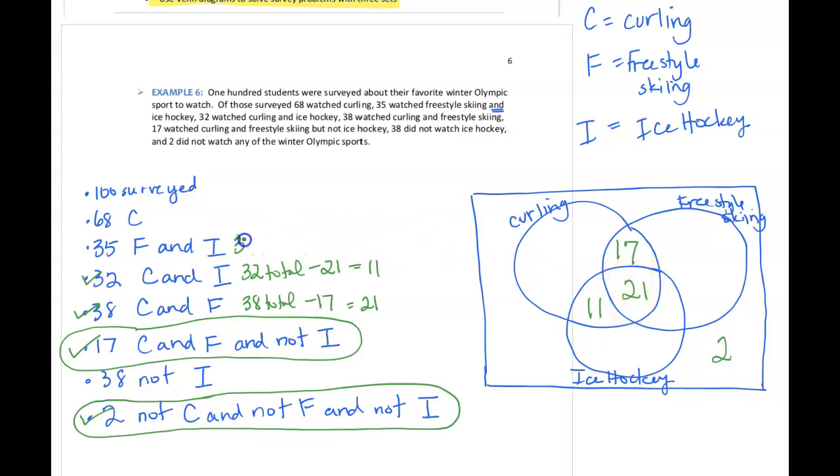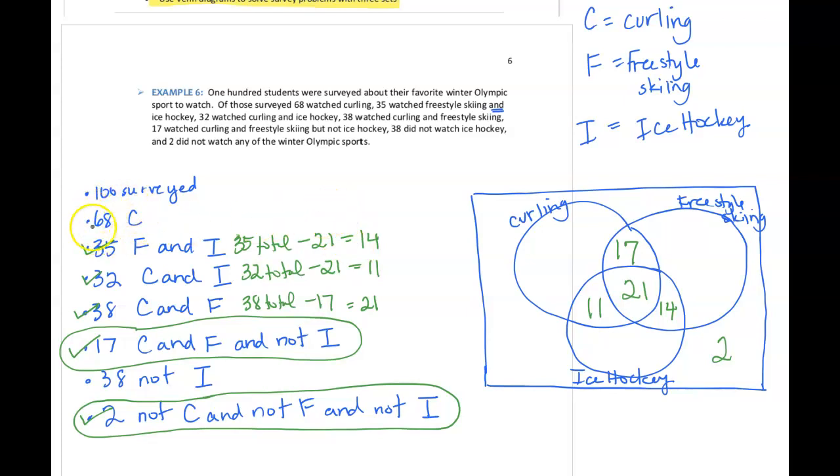Let's take our 35 total and subtract the 21, and you should get 14 in the space to complete that overlap of freestyle skiing and ice hockey. And we can check off that statement. Now we can keep going.